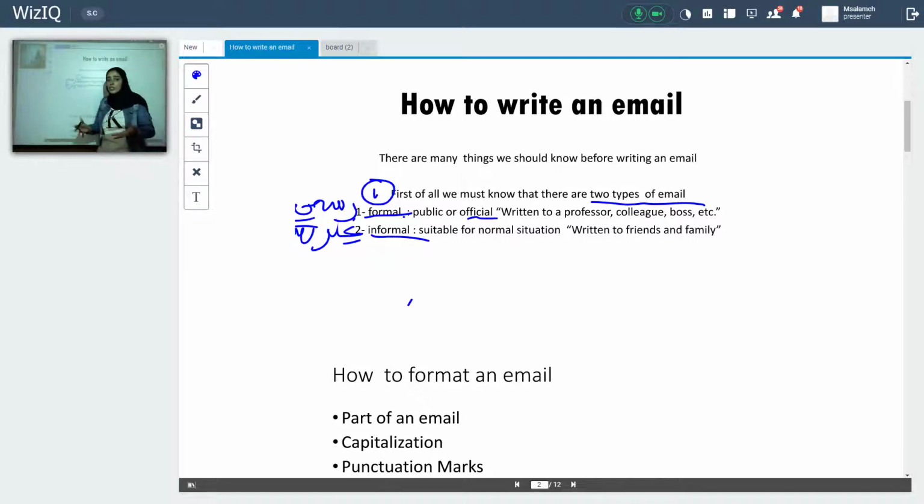Suitable for normal situations, like when I send a message to my best friend. Should I use strict language? Actually, no. Written to friends and family. When you speak with your parents, should you use formal language and grammatical rules? No. You can use the language between you and your mother or your father. Okay?